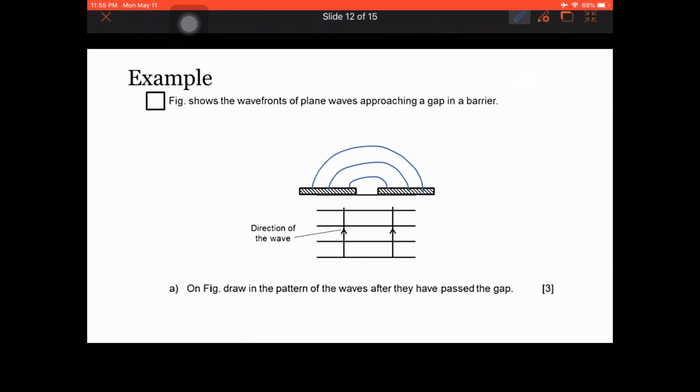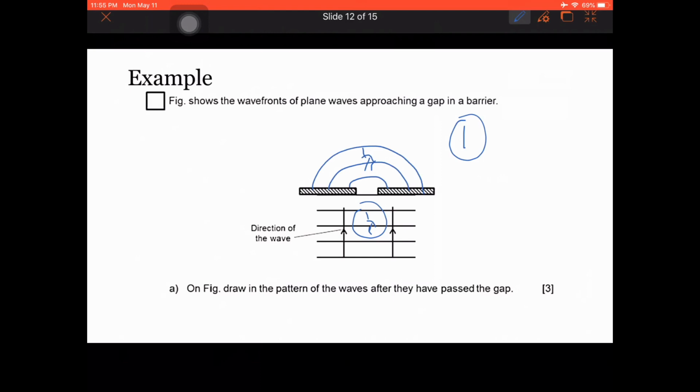If you have drawn 3 concentric circles over here, or neat circles, as your diffracted wave, then you'll be given 1 mark for that. Now the second mark will come from the wavelength over here. The wavelength of this should be equal to the wavelength of the original wave over here, so you have to be careful with that. You don't need to measure, you just have to do it by eye, and you have to draw your concentric circles neatly.